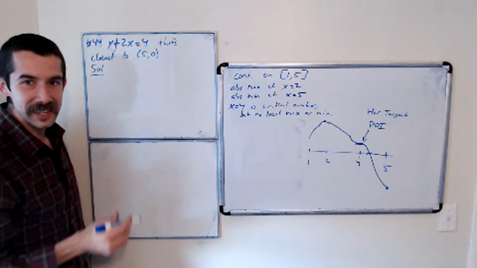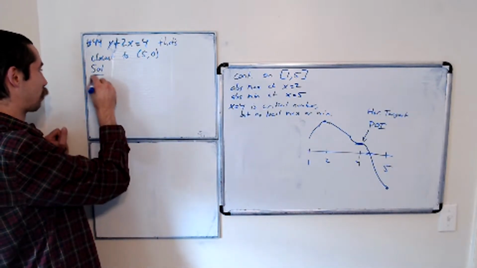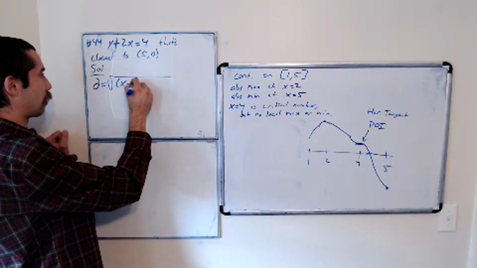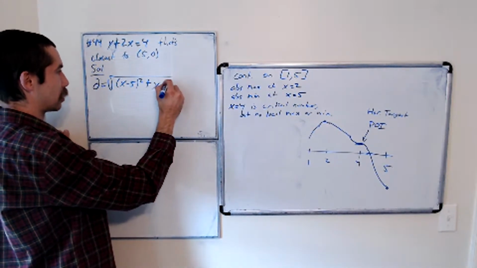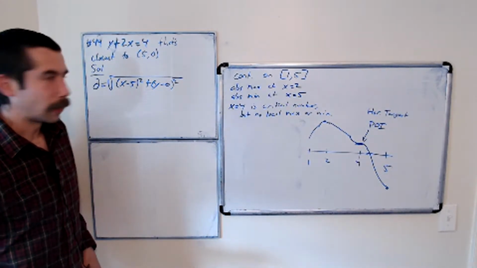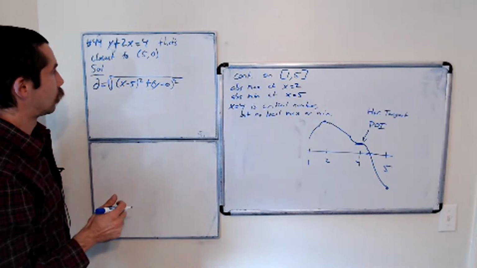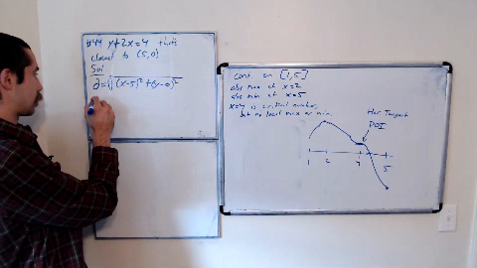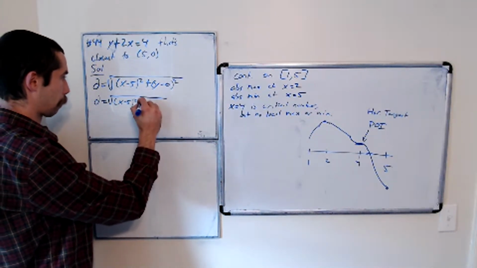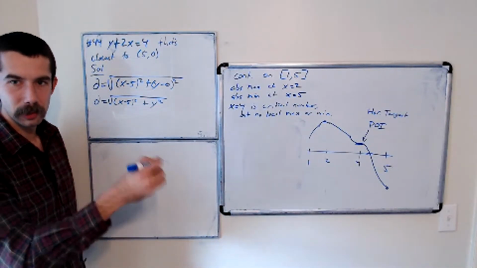So we should just find the distance between any point and (5, 0), right? That is given by the distance formula. It's the square root of (x minus 5) squared plus (y minus 0) squared. Right, we want to minimize this. And so this is the square root of (x minus 5) squared plus y squared.